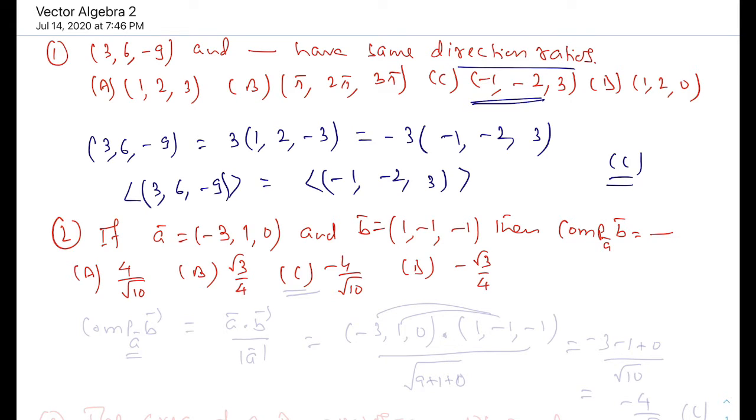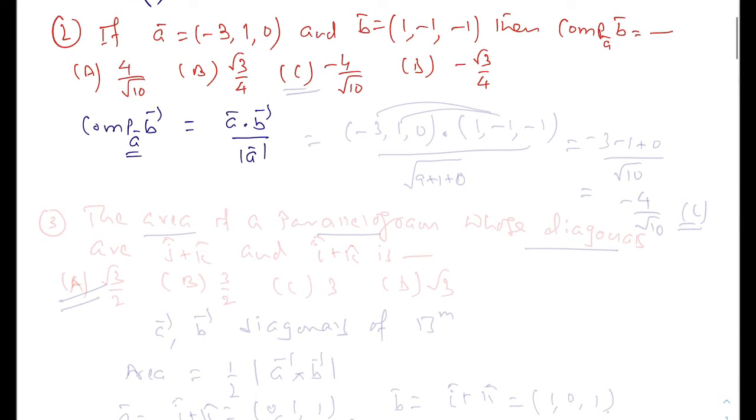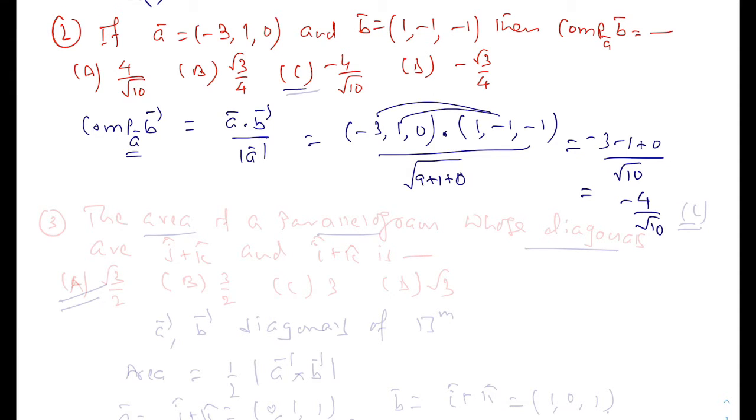Now, we know the formula for the component of B along the direction A as A dot B, divided by the magnitude of A. Here we need to take care that the direction of A is there. So minus 3, 1, 0 dot 1, minus 1, minus 1, and the magnitude of vector A is root of 9 plus 1 plus 0. So this is minus 3, then minus 1, then 0 over square root 10. So this is minus 4 over square root 10. So the option is again C.